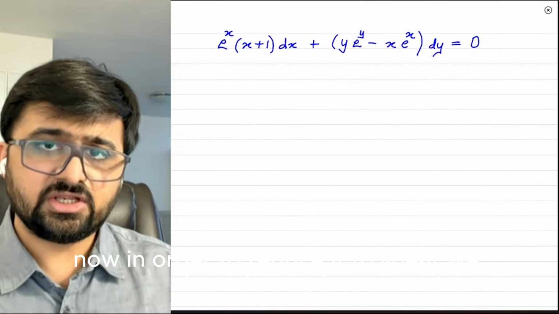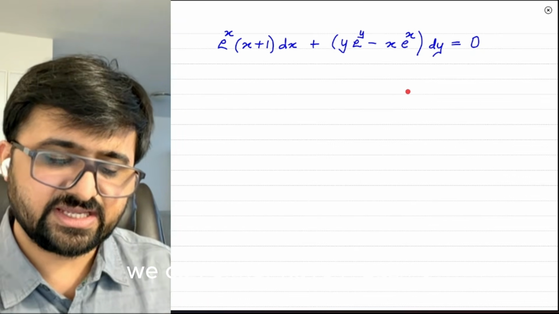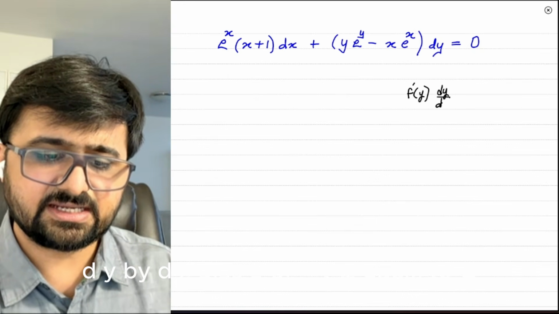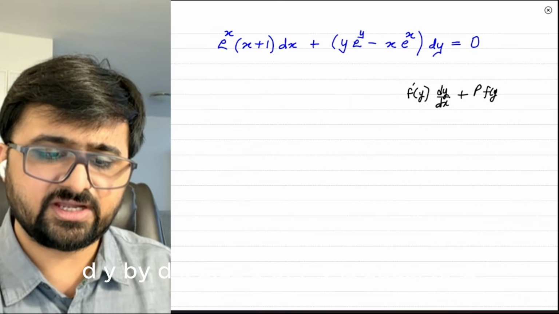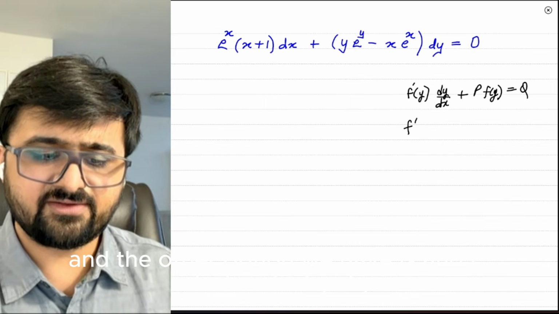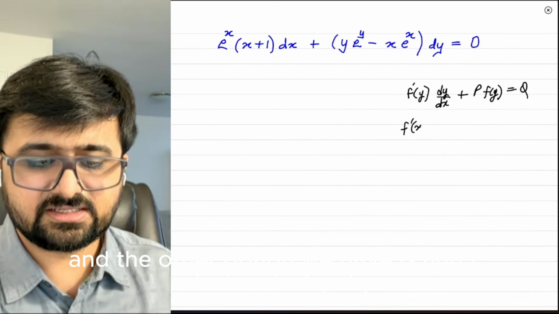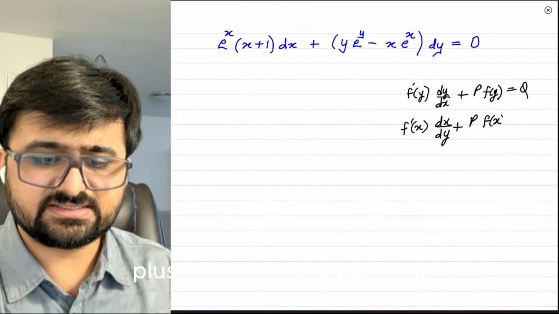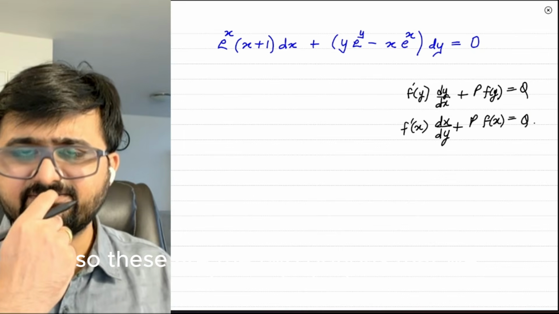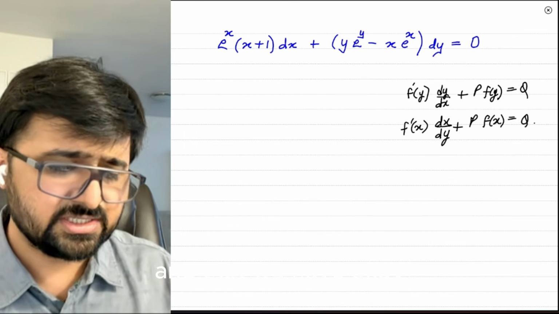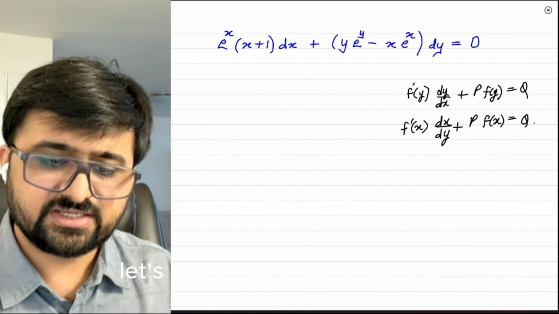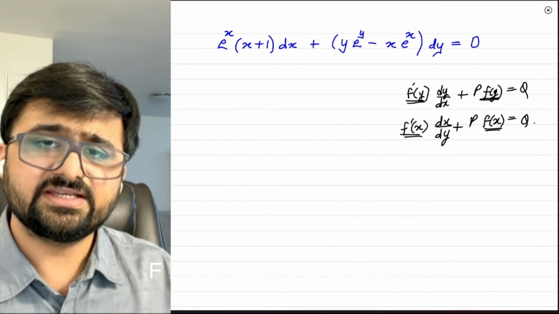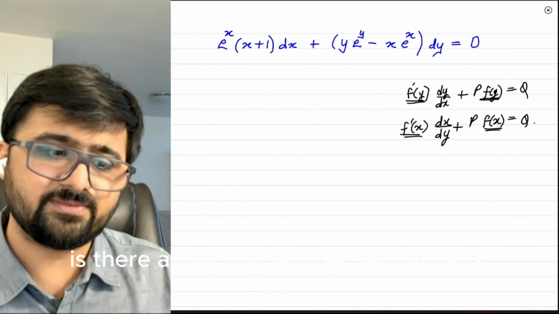Now in order to reduce it to linear, we have two options. We can either have f dash y dy by dx plus p of f y is equal to q, and the other option is f dash x dx by dy plus p into f x is equal to q. So these are the two options that we have studied. Let's see which type it is. If you notice, f y derivative is present, f x derivative is present. Is there a function whose derivative is already present over here?